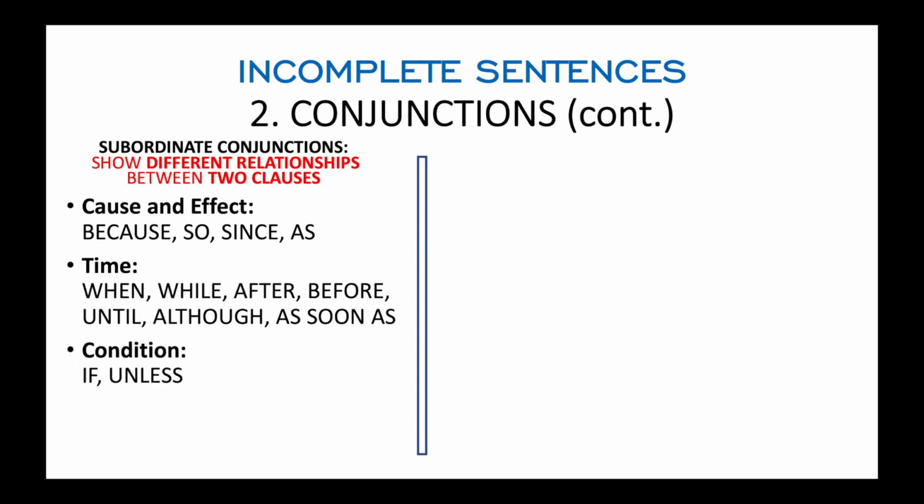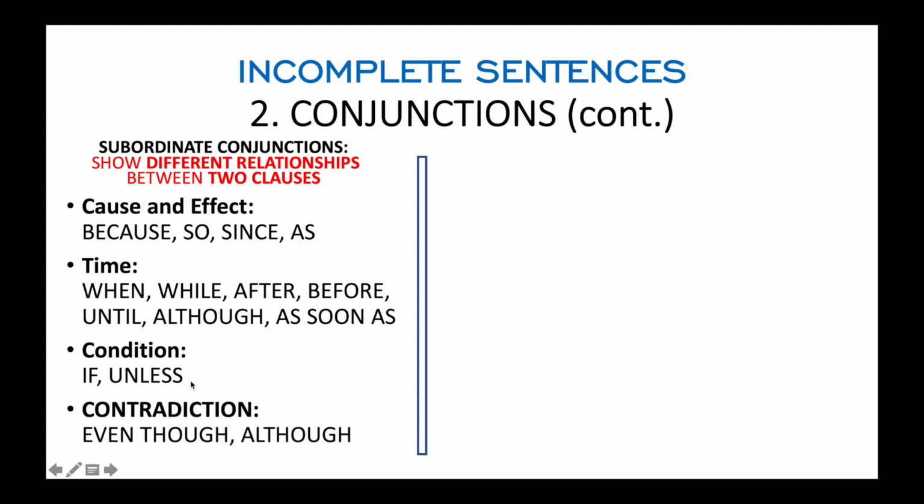then the next one would be time. In this case, you should use when, while, after, before, until, and although. The last one would be as soon as. You can just guess the meaning or find the meaning on the dictionary. And then the next one would be if or unless. If it shows the condition, jika. The last one would be the contradictory itself, even though, meskipun. Although is also similar, the meaning is also meskipun.